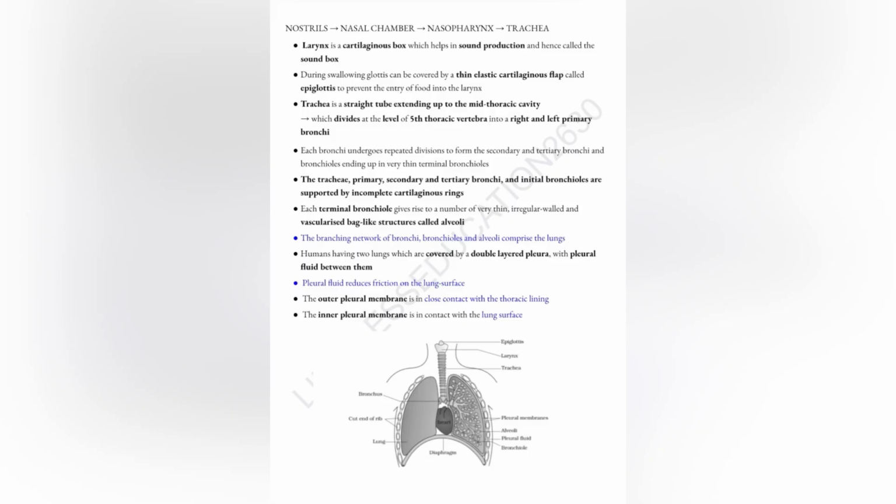Outer pleural membrane is in close contact with the thoracic lining. Inner pleural membrane is in contact with the lung surface. You have to remember, the outer pleural membrane is in contact with the thoracic lining, but the inner pleural membrane is in contact with the lung surface.